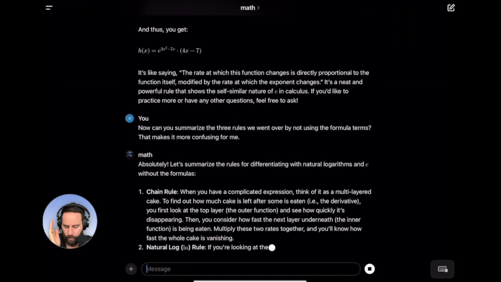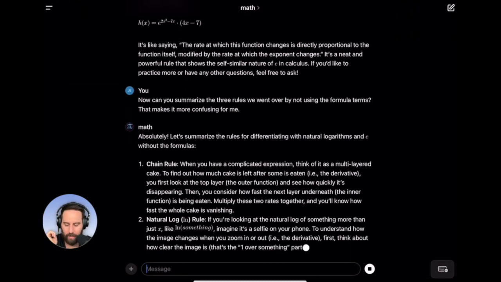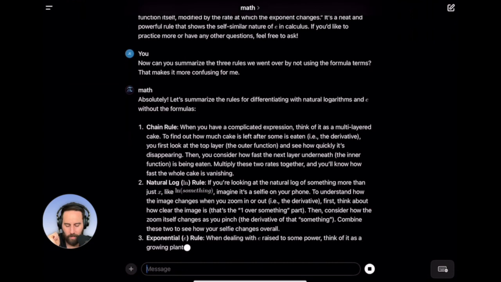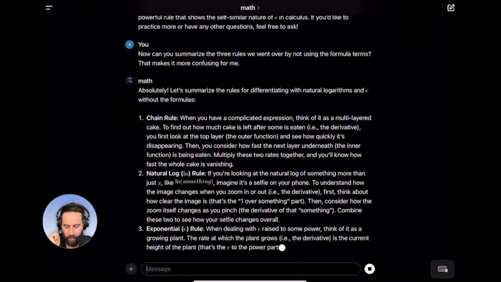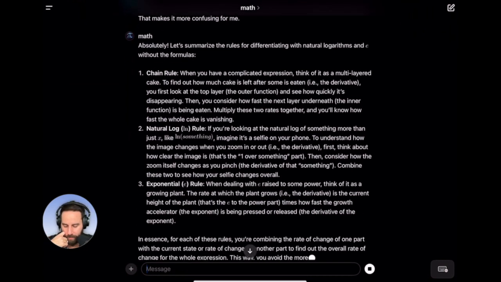When you have a complicated expression, think of it as a multi-layered cake. To find out how much cake is left after some is eaten, i.e. the derivative, you first look at the top layer, the outer function, and see how quickly it's disappearing. And then you consider how fast the next layer underneath is being eaten. Multiply these rates together, and you'll know how fast the whole cake is vanishing.